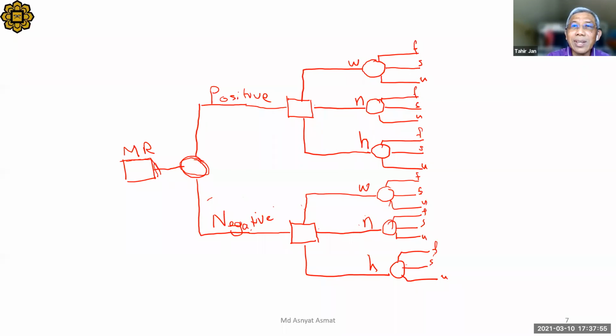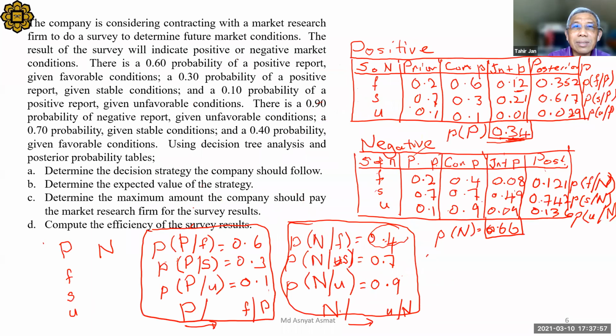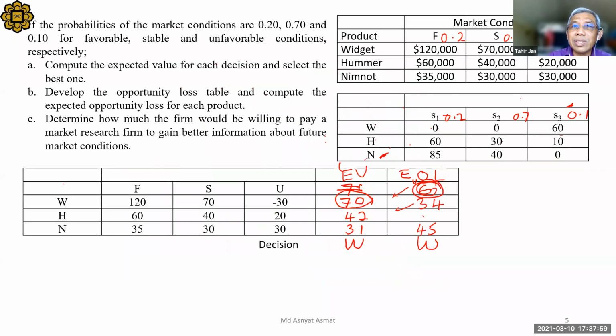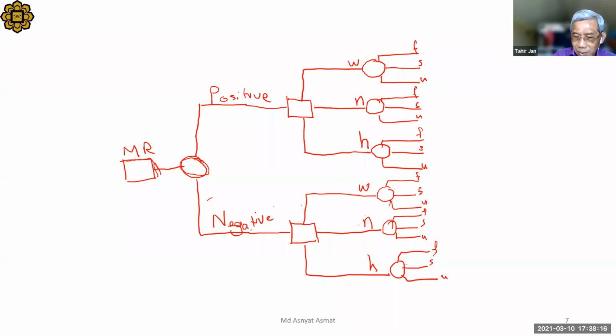Okay, let's look back. Take note of this payoff. For widget it is 120, 70, negative 30. Okay, take note: 120 favorable, 70, negative 30. I will write it here.